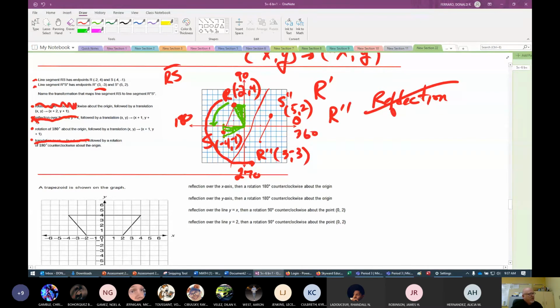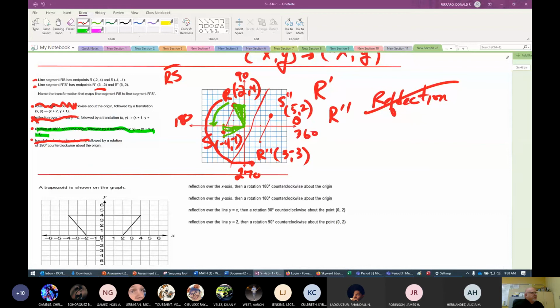So we know we got to go through two different quadrants in order to get to R double prime. So the answer here is this one, rotation of 180 degrees about the origin, followed by a translation of X plus 1, Y plus 1.